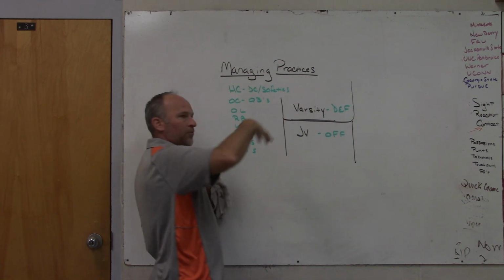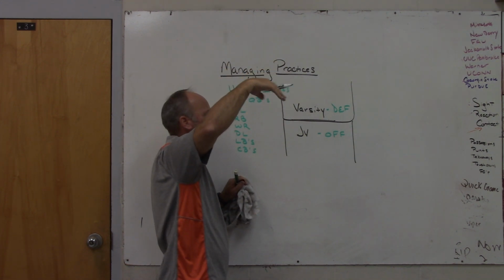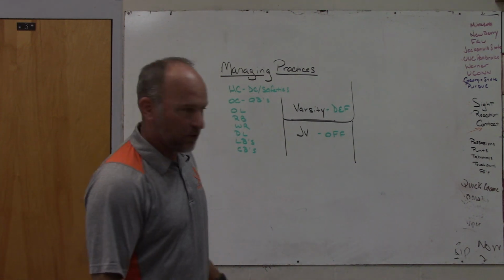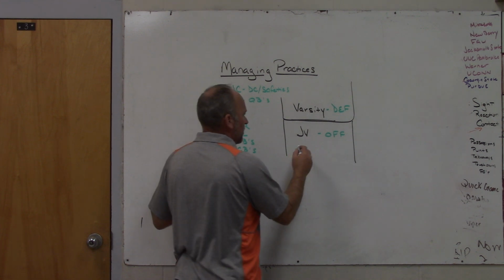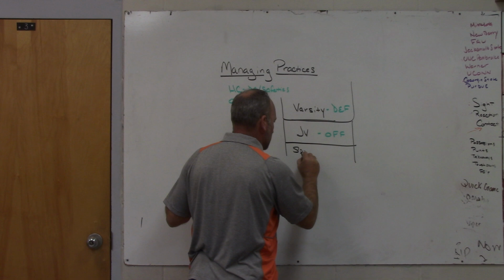Varsity's working from the 50 down after we do Indy and their team stuff, doing defense, and JV's working from the 50 down the other way doing offensive stuff. And then at some point we'll probably come together and we'll work on special teams.